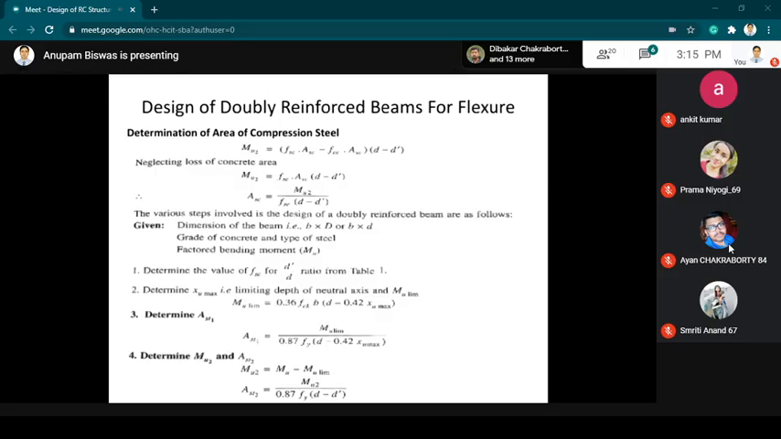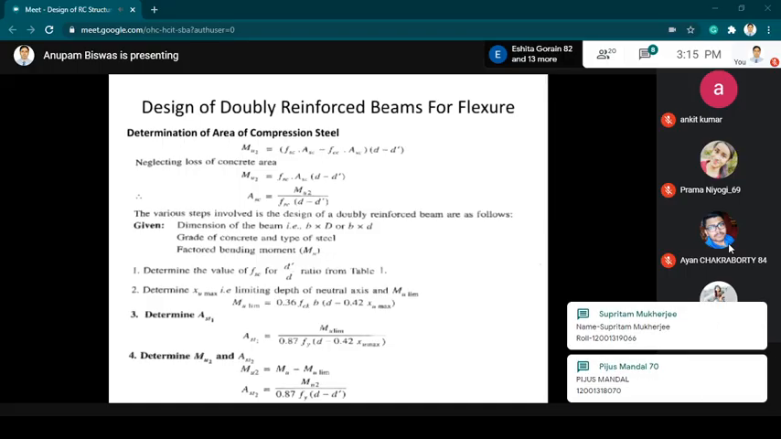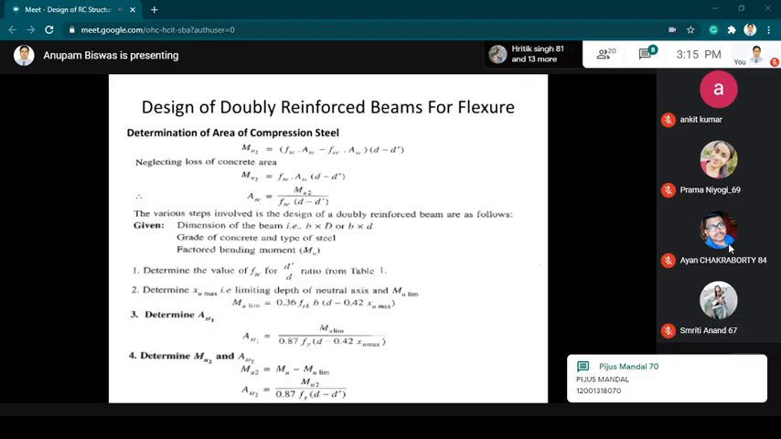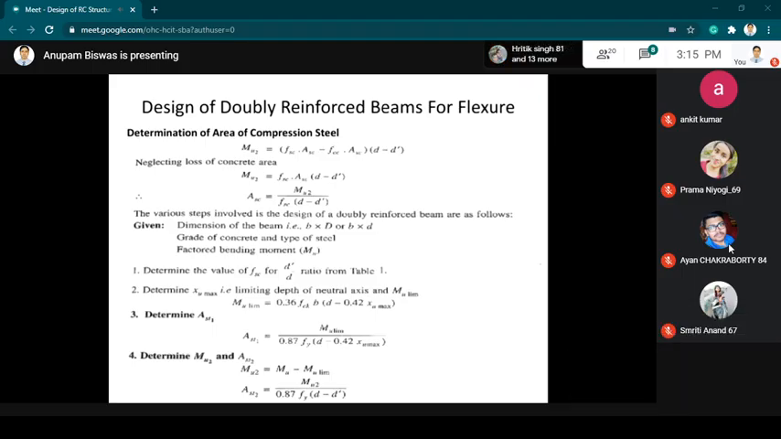If you are having any difficulty in understanding, you can interrupt me, and then I can again discuss the analysis of the doubly reinforced part.